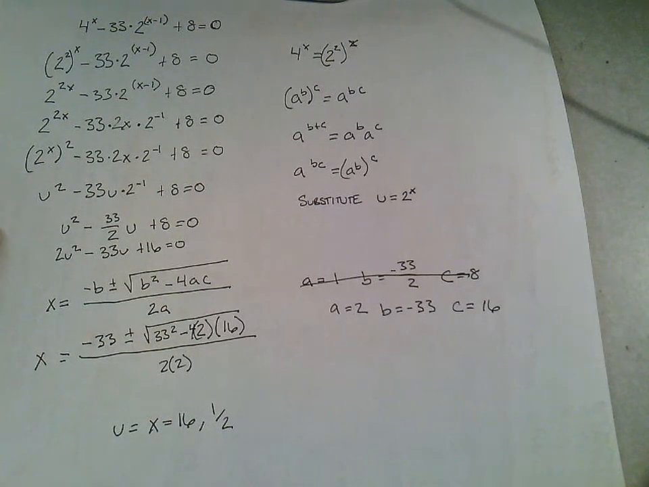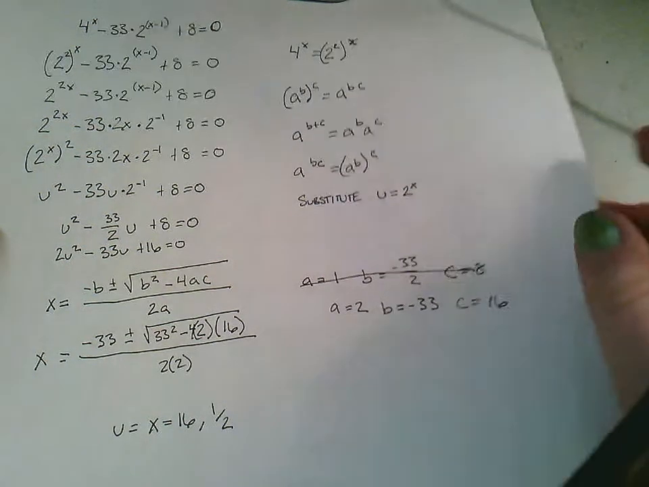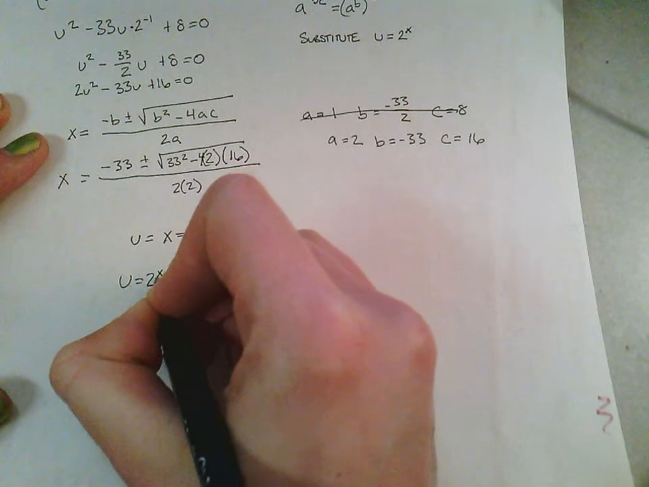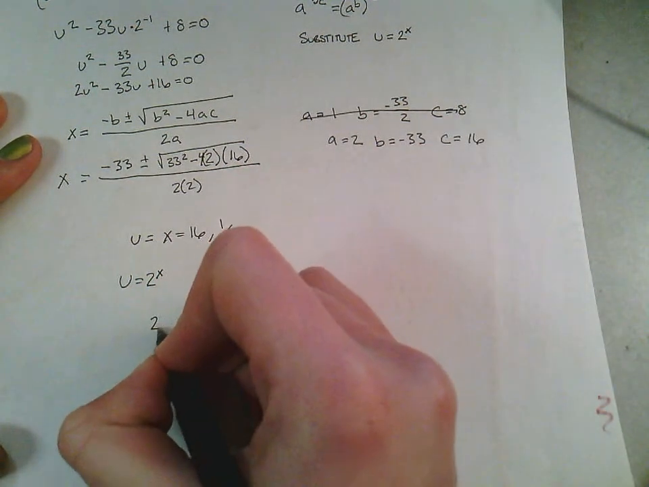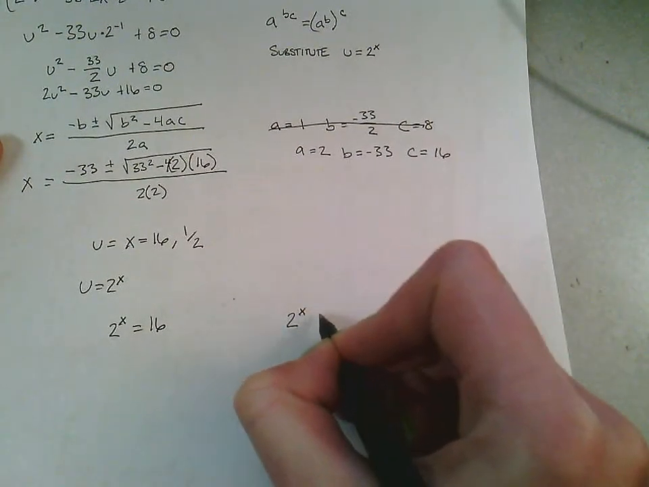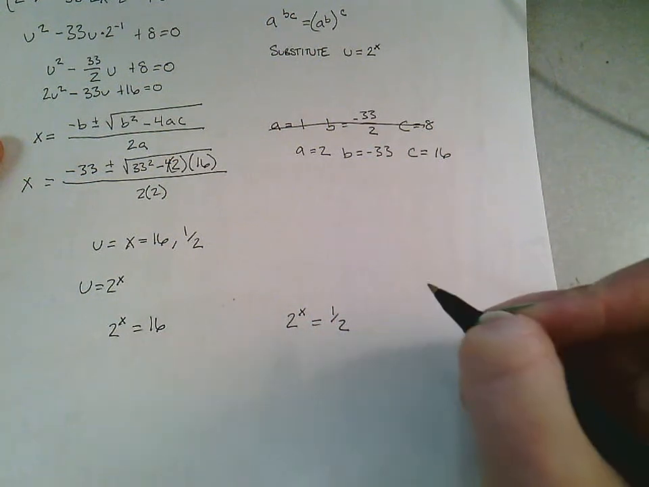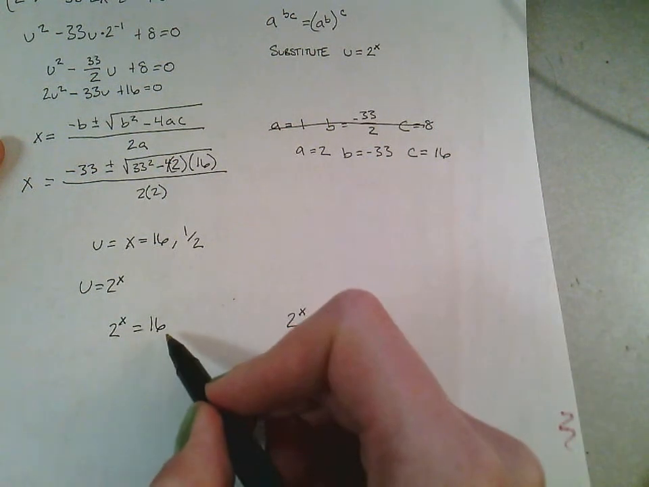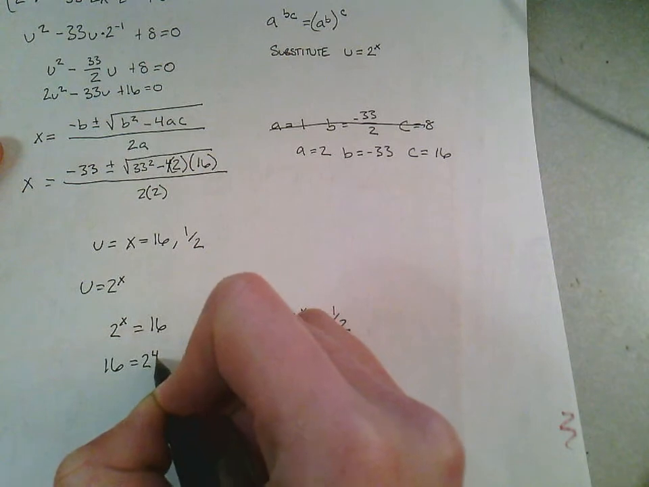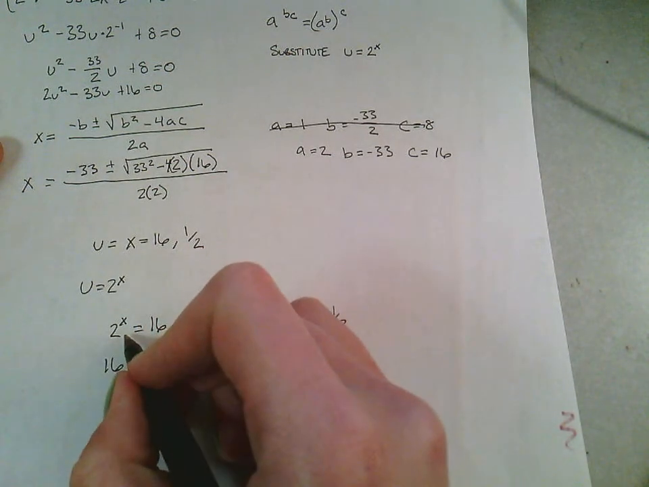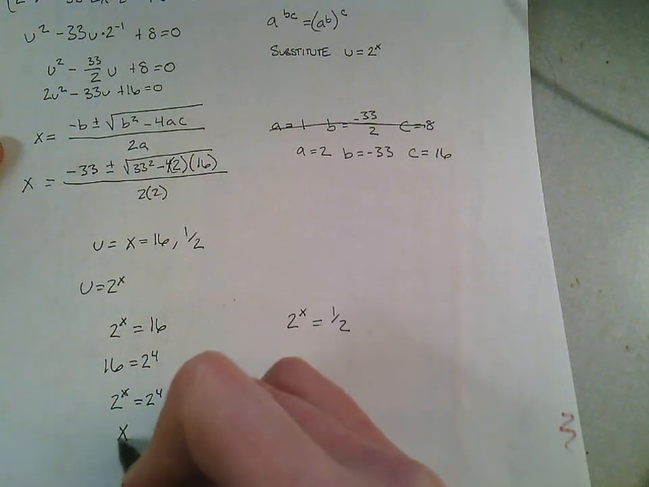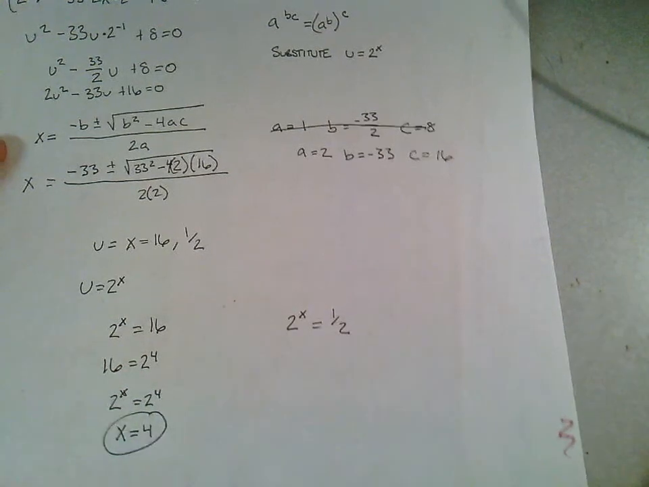Now that we solved our quadratic, we still have to resubstitute our 2 to the x back in. We know that u equals 2 to the x, so we'll have two equations: 2 to the x equals 16, and another of 2 to the x equals 1/2. We can convert this 16 to base 2, so 16 equals 2 to the 4th. So we have 2 to the x equals 2 to the 4th, or x equals 4. That is our first answer.